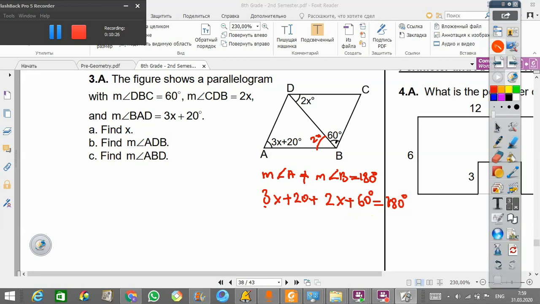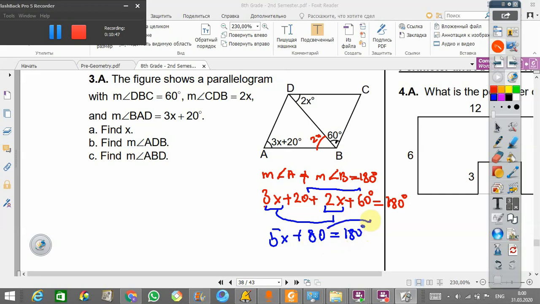So if we add the like terms, 3x plus 2x, we get 5x. Then 20 plus 60, 80 degrees is equal to 180.